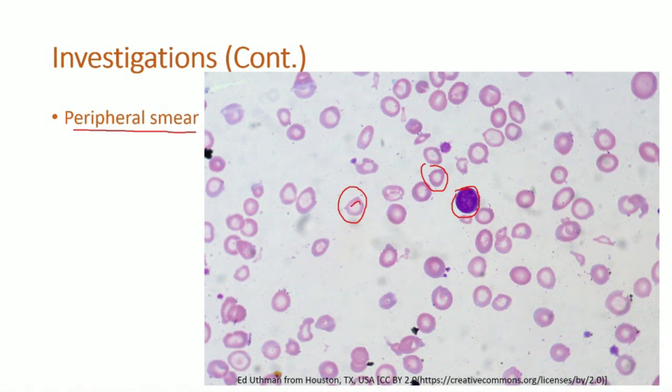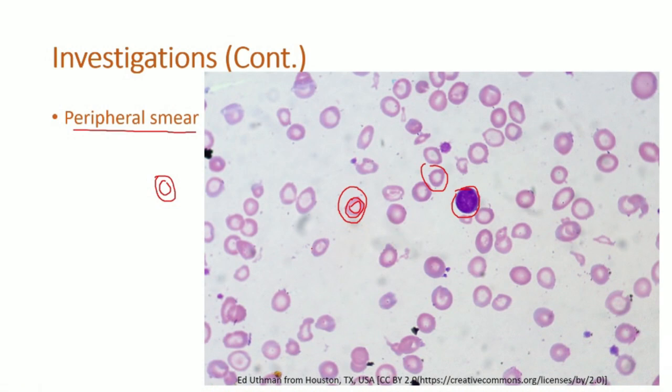Then along with that, the area of central pallor has become larger. Normally there is very small central pallor in the red blood cell, but here the area of central pallor has increased. We call such a cell a target cell because they resemble a target icon.